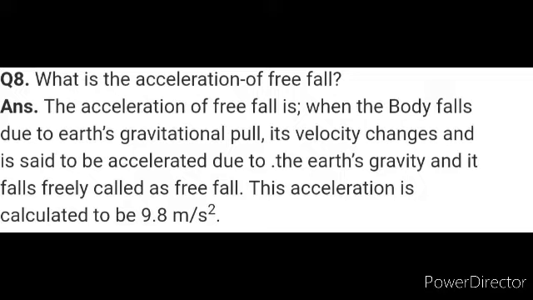Fine. So let's have the definition. The acceleration of free fall is when the body falls due to the gravitational pull, its velocity changes, and it is said to be acceleration due to gravity. That is what we say free fall. This acceleration is calculated to be 9.8 meters per second square, and basically, by the way, they are talking about the surface of Earth. Below or above, the value is going to change a little.